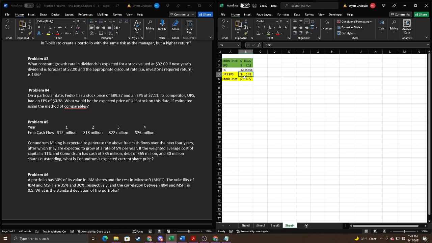But the one thing that is constant or comparable across these industries and these problems is the idea that the price to earnings ratio should be fairly similar across the entire industry. And hopefully that makes sense.